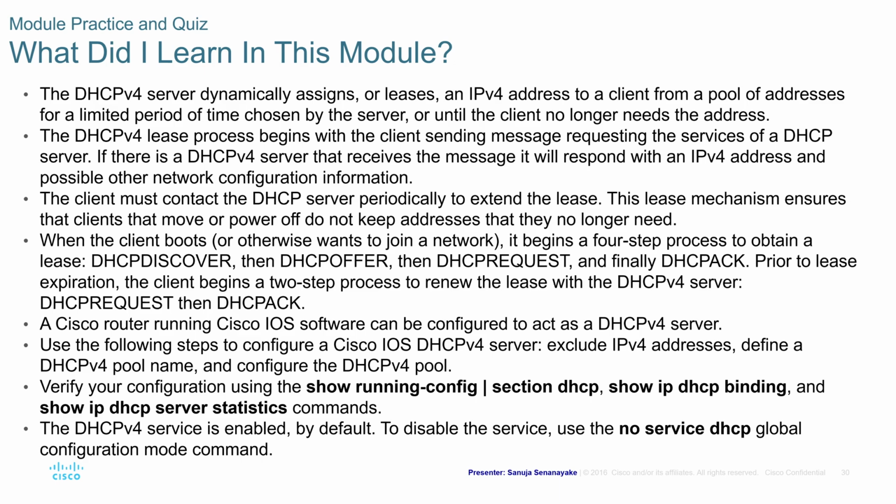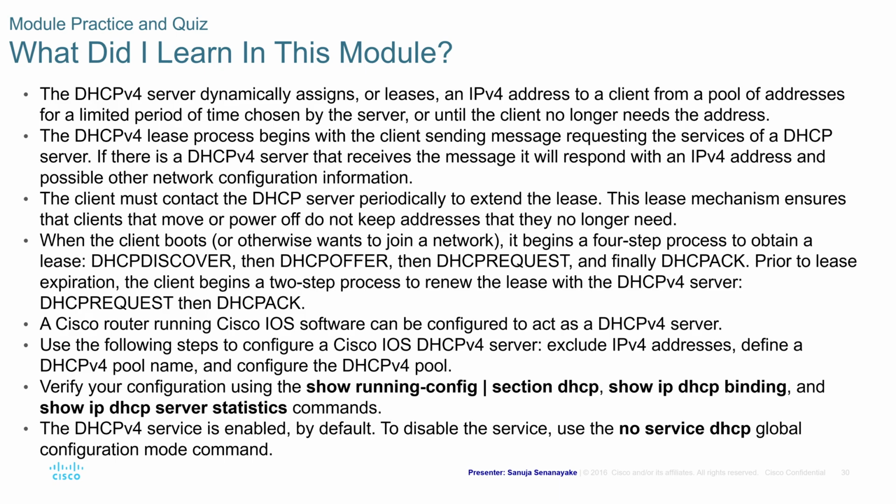The client must contact the DHCP server periodically to extend the lease. This lease mechanism ensures that clients that move or power off do not keep the addresses that they no longer need. So if the DHCP server doesn't hear back from the client, it can reassign that IP address, assuming that the client no longer needs it.